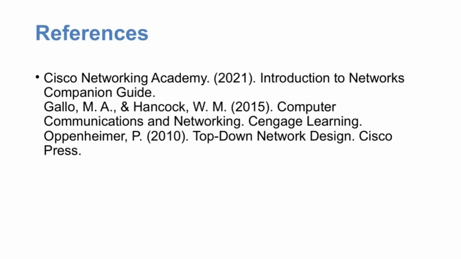Next, Gallo and Hancock's book from 2015, titled Computer Communications and Networking, offers a comprehensive look at how data moves across different networks and the technologies involved. It's particularly useful for understanding the complexities of modern network communications. Finally, Oppenheimer's top-down network design from 2010 emphasizes a structured approach to designing networks, starting from the overall business requirements down to the technical details.